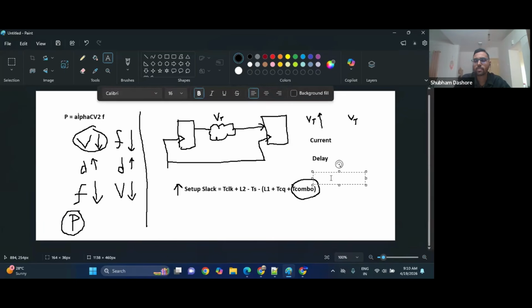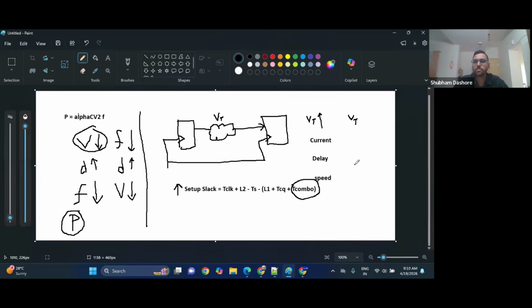Delay and speed. So if the VT is high, it means the current is low, right? If VT is high, current is low, and if current is low, it means delay is high. And if delay is high, it means the speed is low. So here now the speed is low, which means the T combo is high.